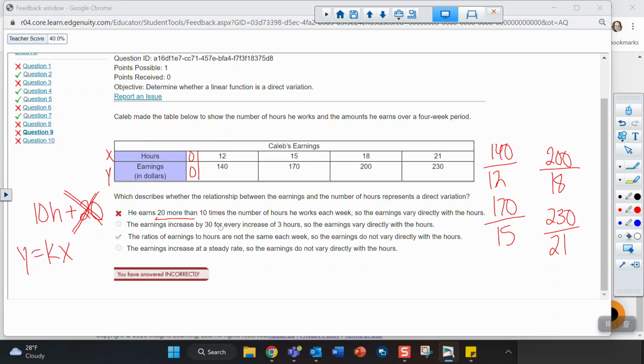The earnings increase by 30 for every increase of 3 hours, so the earnings vary directly with the hours. They don't vary. The ratios of earnings to hours are not the same each week, so the earnings do not vary directly. Yeah, that's that third option choice, and we figured that out by checking all those ratios from the table.